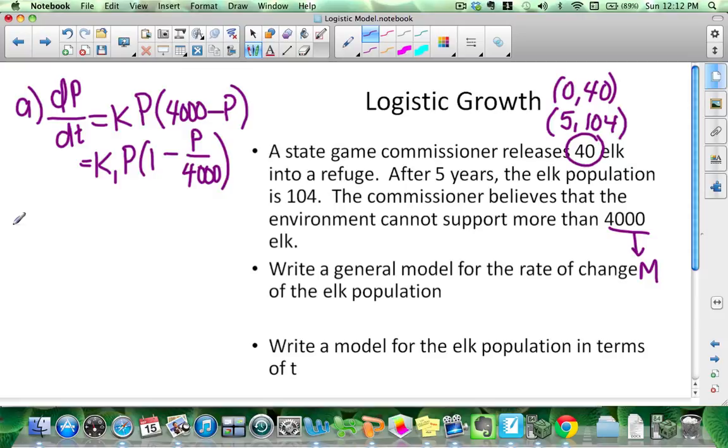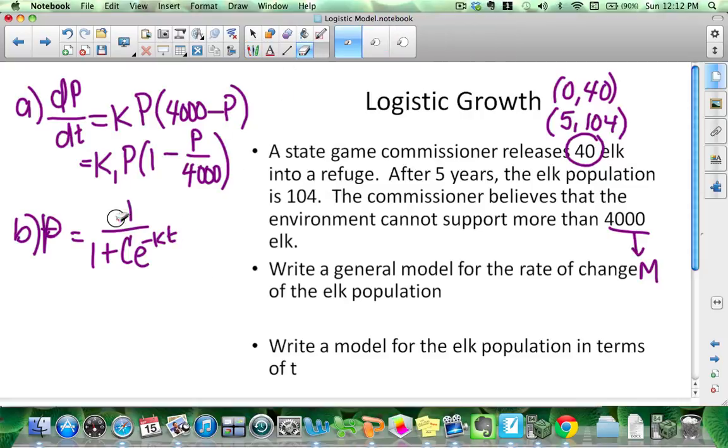Part B wants us to actually solve for the elk population in terms of time. So P is going to equal M over 1 plus Ce to the negative kt. But I know M is 4,000. I also have an initial population and another point later on in time. So I have 2 unknowns, C and k, but I have 2 points.